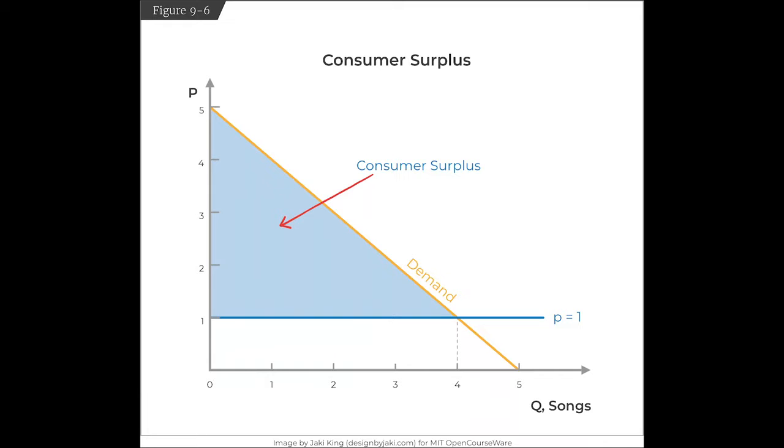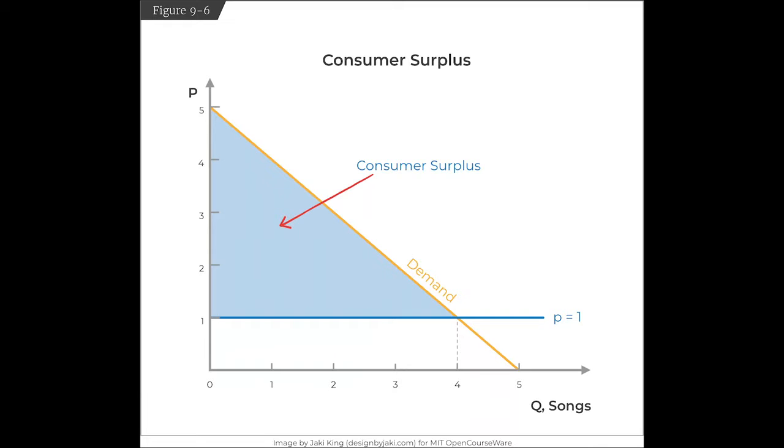To make life easy, let's imagine she's willing to pay $4 for the first Kendrick Lamar song, $3 for the second, $2 for the third, and $1 for the fourth. Okay? So imagine that's basically her demand curve. It's not quite that discrete, but we can make it stepwise if you want. It'll just be ugly looking. So that's her demand curve.